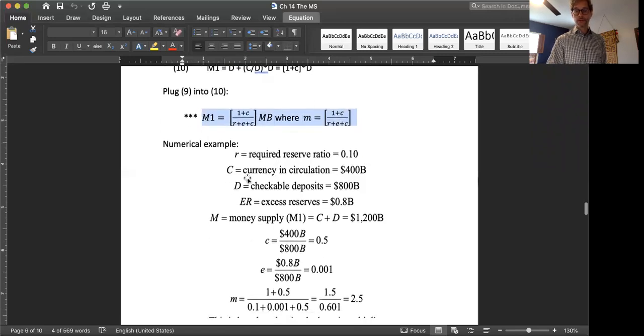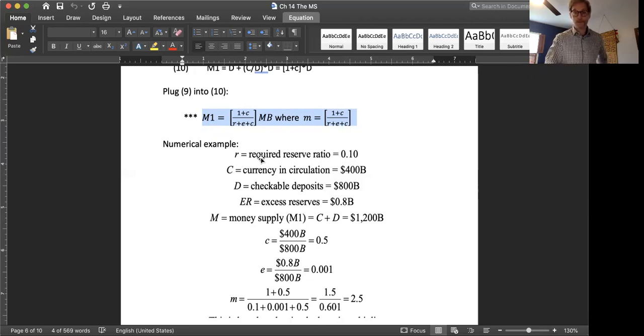So let's just do a simple numerical example here. This is a numerical example that's designed to be somewhat realistic, right? If you look at the US today, what is the reserve requirement ratio? Well, we'll talk about this a little bit tomorrow. It's not a simple number, but it's close to about 10%. Using 10% is probably a pretty good rough estimate. So let's use the required reserve ratio of 10%.